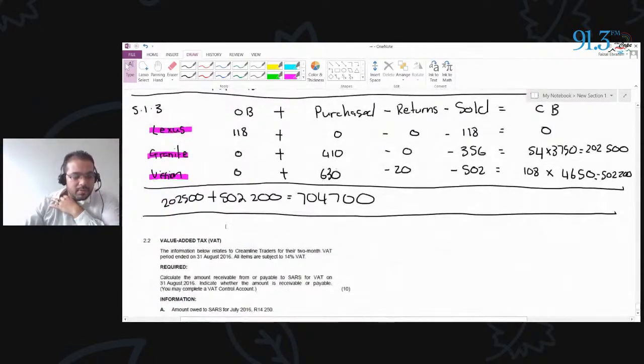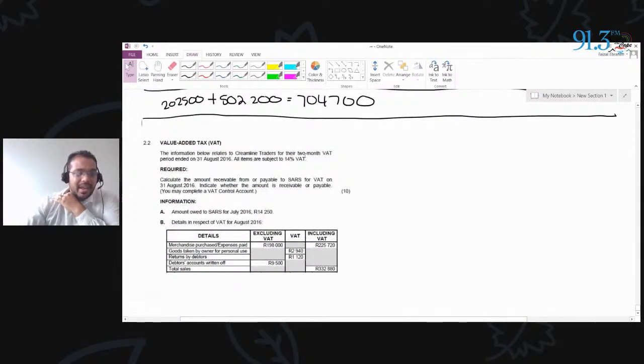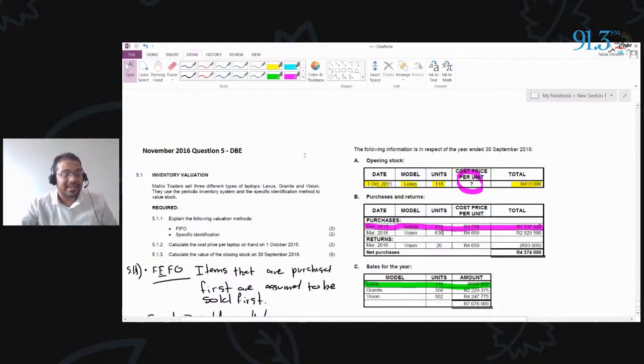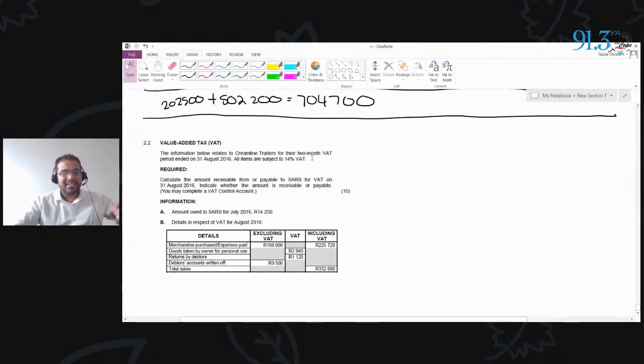Okay, so the next part of the question, 2.2, that we're quickly going to do is value added tax, VAT. This question also comes out of the same question paper, the November 2016 question paper, question 5 from the Department of Basic Education's website. You can go find it there. So we all know that we had a VAT change on the 1st of April 2018. The VAT changed from 14% to 15%. So in 2016, when this paper was written, it would still have been at 14%.